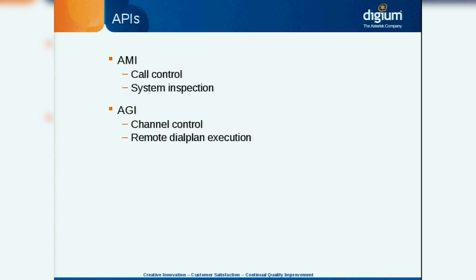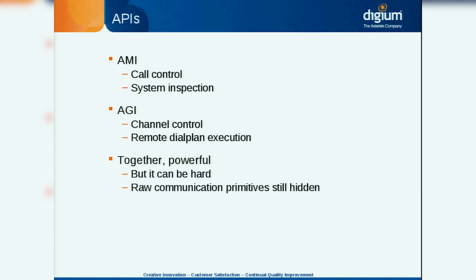So remember, we have AMI, call control, system inspection. We have AGI, channel control, remote dial plan execution. That's great. And together they're very powerful, but it can still be hard sometimes to use them together. And the real reason why it can be hard to use them to build out a communications system is because the raw communication primitives inside Asterisk are still hidden from you from those interfaces, right? You don't actually have control of a channel. You don't actually have the channel object itself. You don't have the media itself. You have to go ask the dial plan to do the thing that you want to do on the channel.